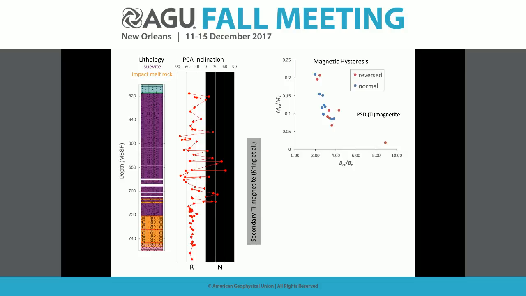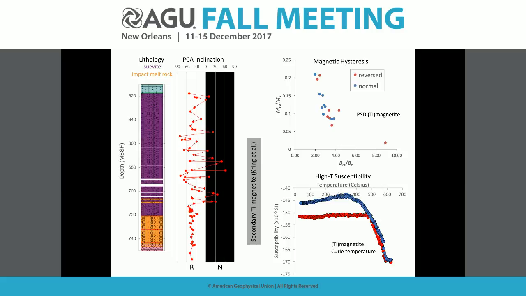And then we can also confirm the presence of secondary titanomagnetite by looking at magnetic properties like hysteresis loops that assess grain sizes, and we can also look at the Curie temperatures of magnetic grains in the rocks using high temperature magnetic susceptibility. If you want to see a lot more plots like this, you can go check out Jaime's poster later. But in general, we have this confirmed magnetic mineralogy and occurrence here that is hydrothermal in origin.